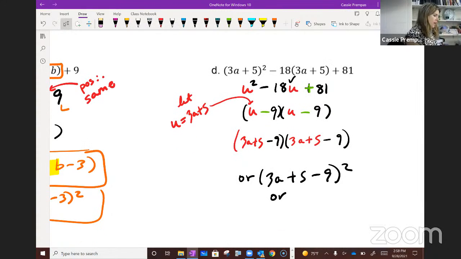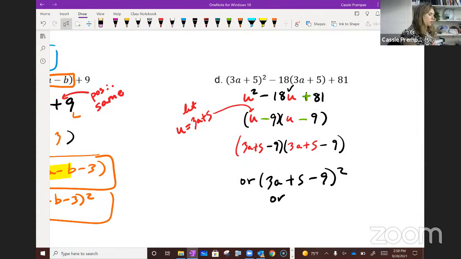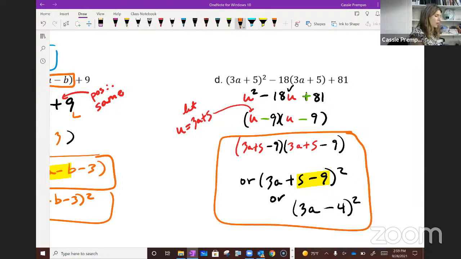Hey guys, real quick. You could have this as 3a plus 5 minus 9 times itself, or 3a plus 5 minus 9 squared, or you could technically have it as 3a minus 4 squared. Do we know why we could have it as minus 4? Yeah, we can combine those. So 5 minus 9. Okay, so any of those are good. It means you know how to factor. But yeah, we do want to combine like terms if possible.